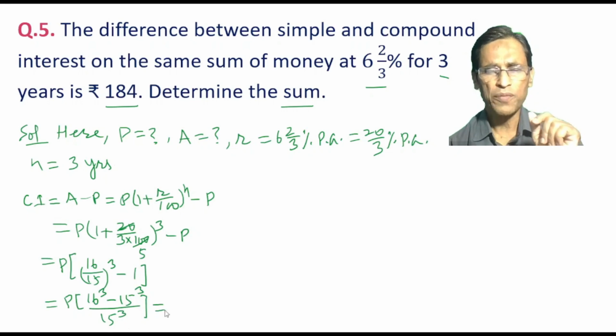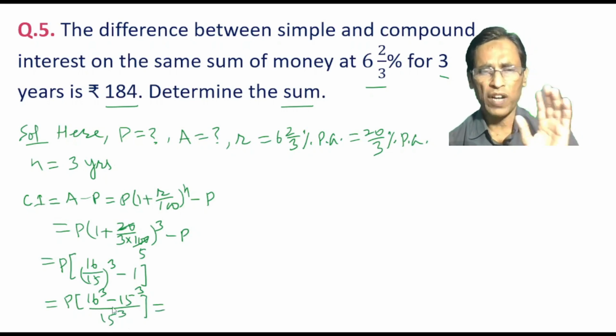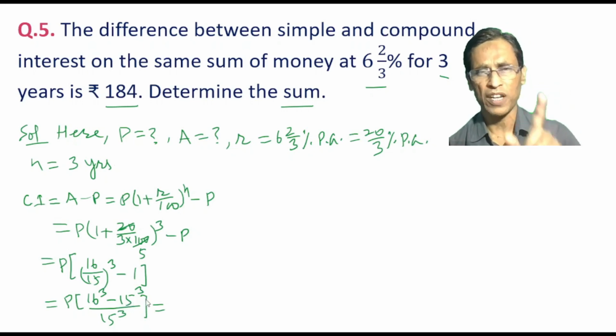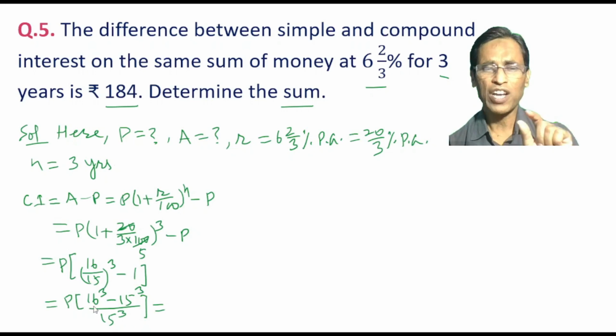Now in simplification there are two choices. Either we find the value of 16 cube and 15 cube and then subtract them, or we use the algebraic identity a cube minus b cube equal to (a minus b) into (a square plus ab plus b square). We choose here the first one, means we shall find the direct value of 16 cube and 15 cube.